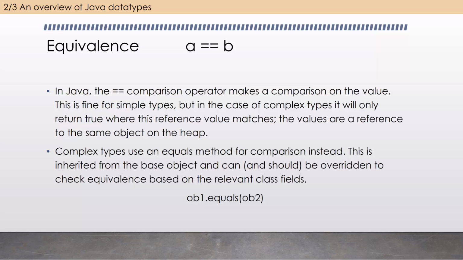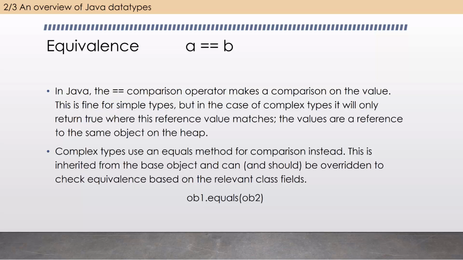Complex types, however, aren't holding the value there. Instead, they're holding a reference or a pointer to a memory location. And so the only time that equivalence will return true for complex types is if your complex types both point to exactly the same memory location or the same object, even if those objects do or don't hold the same actual values within themselves.